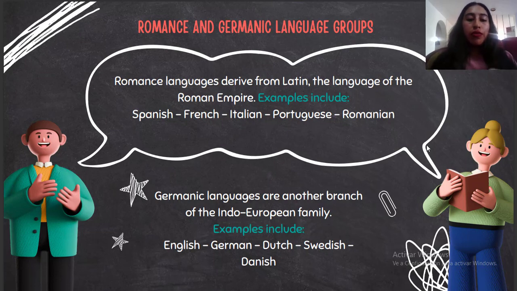Okay, now Romance and Germanic language groups. Two major language families within the Indo-European family are the Romance and Germanic groups. The Romance languages are derived from Latin, the language of the Roman Empire. For example, Spanish, French, Italian, Portuguese, Romanian. And the Germanic languages are another branch of the Indo-European family. For example, English, German, Dutch, Swedish, and Danish. These languages share similarities in vocabulary and grammatical structures due to their common origins.